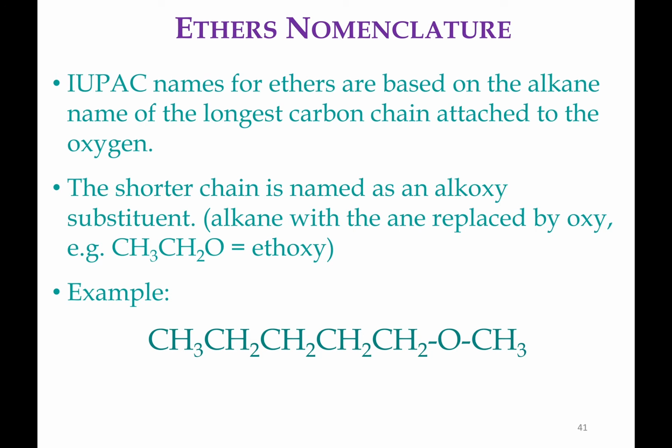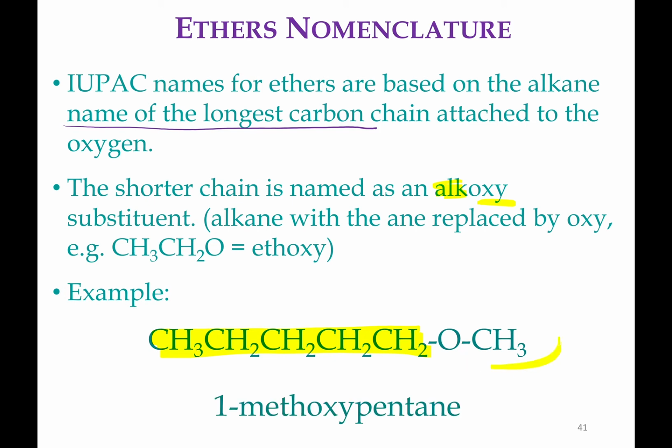IUPAC names are based on the alkane name of the longest carbon chain. So we're still going to find that longest carbon chain, and we're going to name the other chain, the shorter chain, as an alkoxy. That means the alkane name, but change the ending to oxy as a substituent. So the longest chain here is 1, 2, 3, 4, 5 carbons. So it's a pentane, but we have a methoxy group. So methane, we drop the ane and change it to oxy. So methoxy.